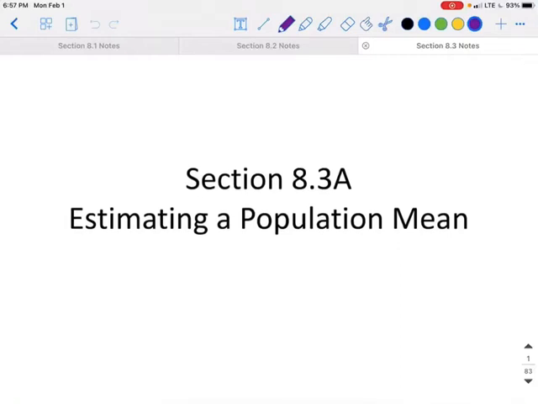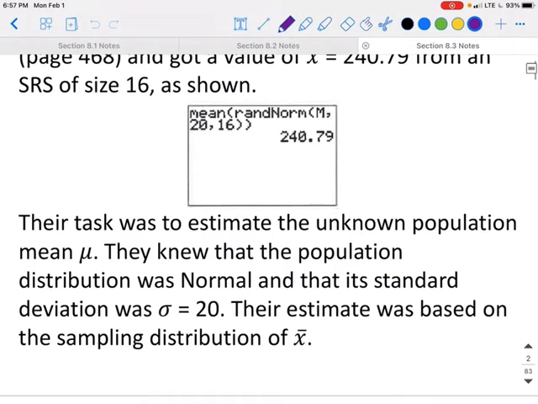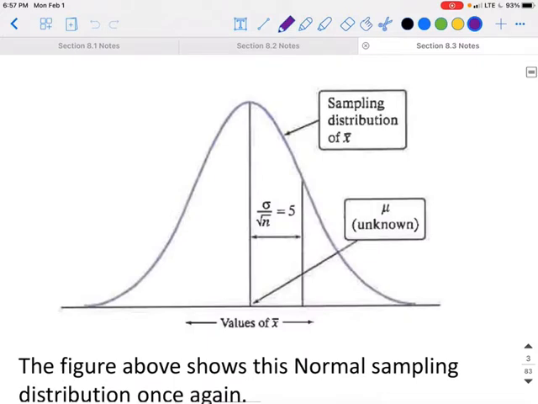This is section 8.3, part A, estimating a population mean. So if we think back to Mr. Schill's call for the mystery mean activity, we found the value for that one sample to have a mean of 240.79 from a simple random sample of size 16. This task was to estimate the unknown population mean mu. They knew that the population distribution was normal and that its standard deviation was 20. Their estimate was based on the sample distribution of x bar.